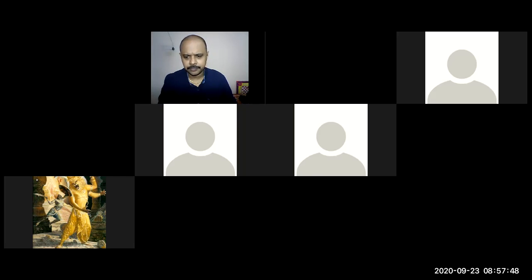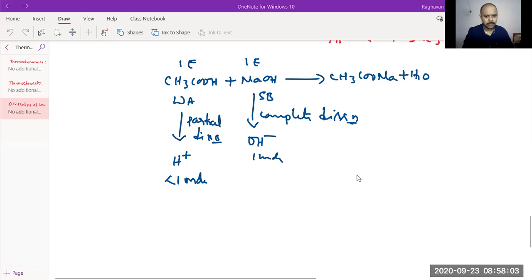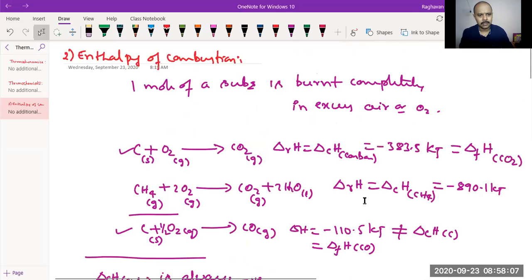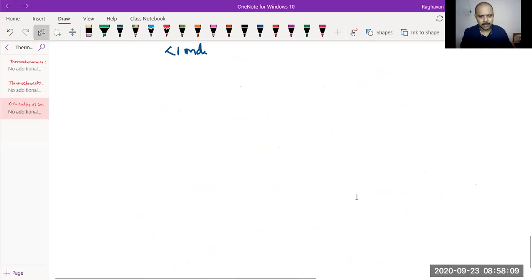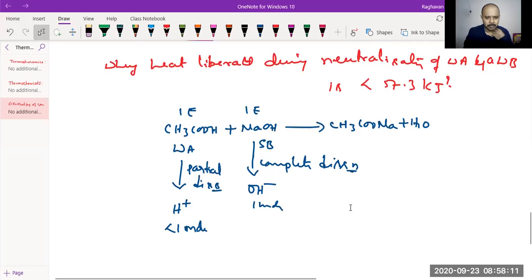One second. It gives less than 1 mole. I think the page is overloaded now. Just see how much. Oh, I think it is overloaded. This much it can't take. Okay. Anyhow, I'll try to complete this.